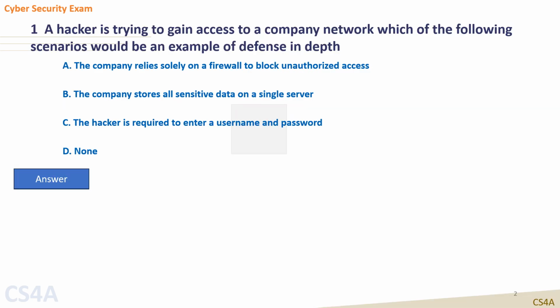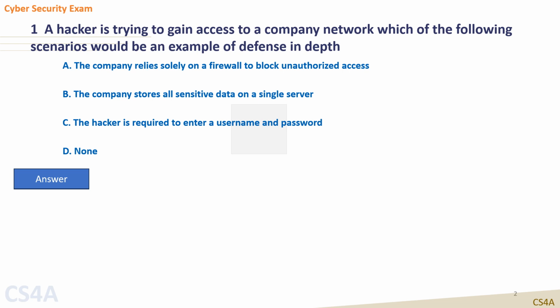The first question is: a hacker is trying to gain access to a company network. Which of the following scenarios would be an example of defense in depth? So what is defense in depth? Setting up multi-layer security controls to protect the organization's assets. Okay, we'll see the options.